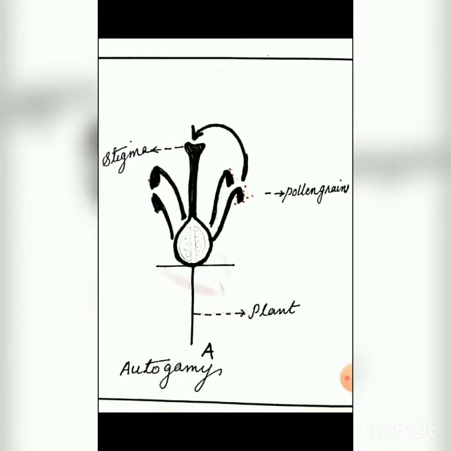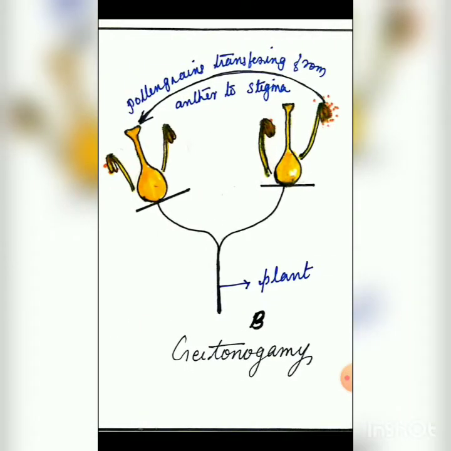This is the diagrammatic representation of autogamy. The pollen grains are transferred from anther to stigma of the same flower. And this is the diagrammatic representation of geitonogamy. A plant with two flowers: transfer of pollen grains from anther to stigma of another flower of the same plant.